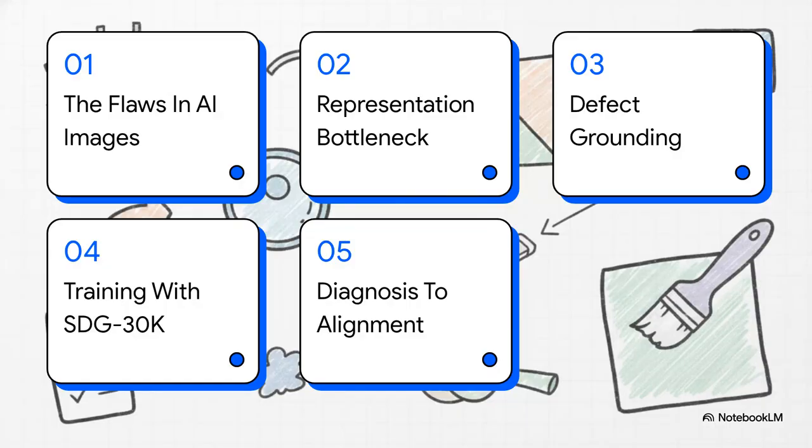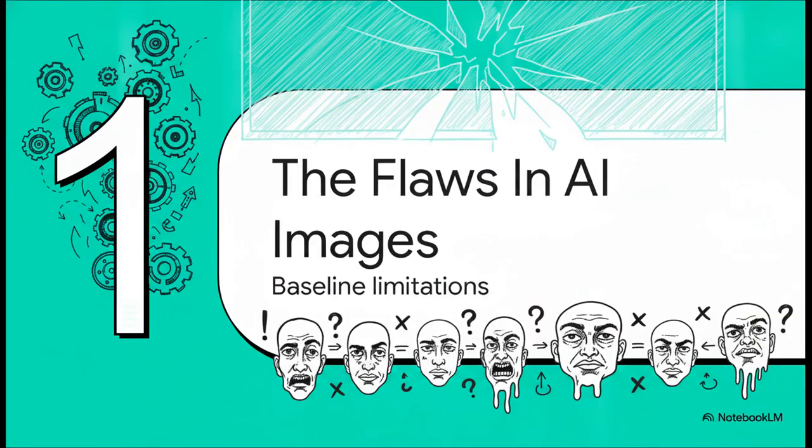Here is our roadmap for today. 1. The flaws in AI images. 2. The representation bottleneck. 3. Structured defect grounding. 4. Training with SDG-30K. And finally, 5. Diagnosis to alignment. Let's kick things off with Section 1, the flaws in AI images.